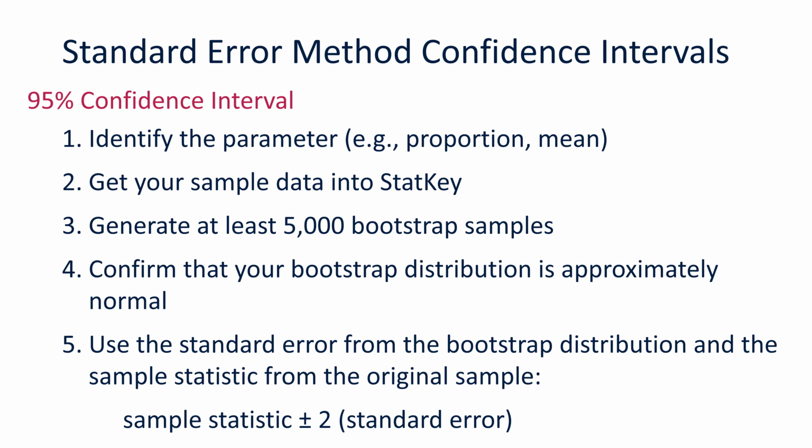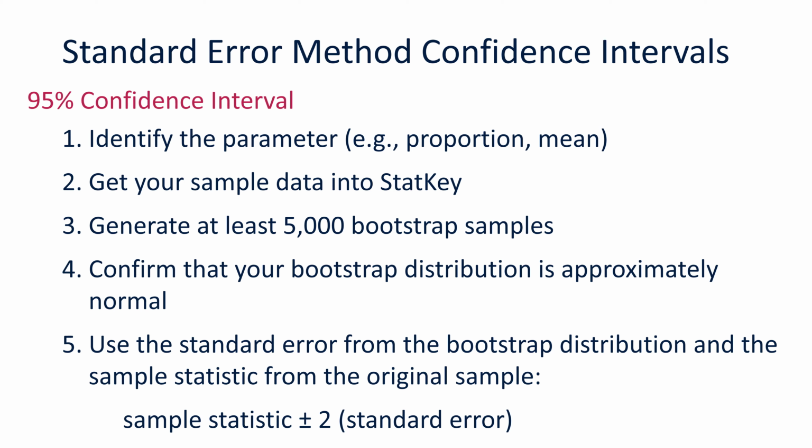These are the 5 steps for constructing a confidence interval using the standard error method. Since at this point we only know the multiplier for the 95% confidence level, we can only use this method to construct a 95% confidence interval. Steps 1 through 3 here are identical to the percentile method. This is where we construct our Bootstrap sampling distribution in StatKey.